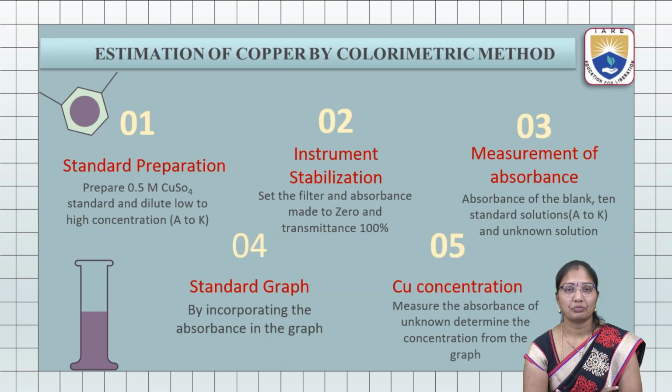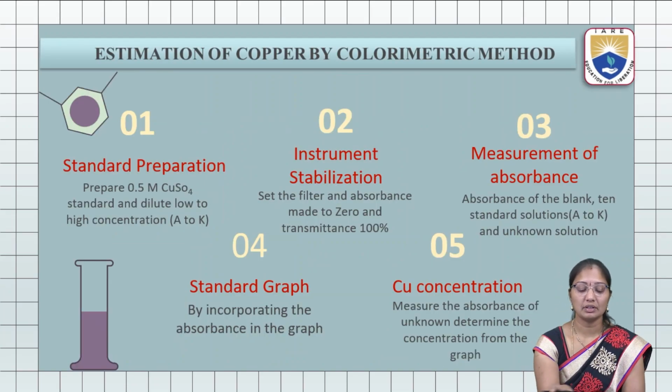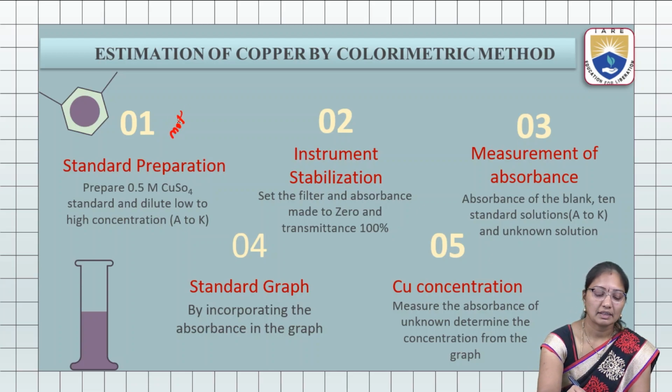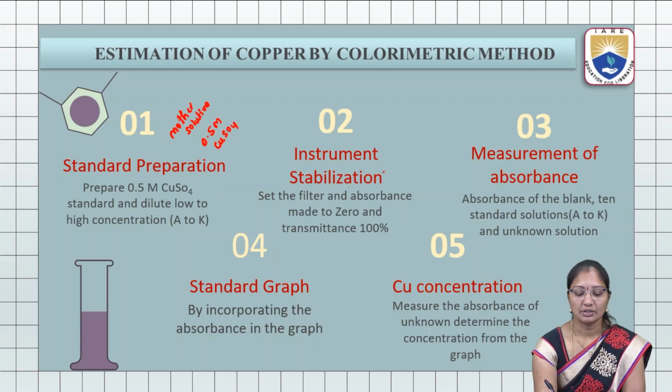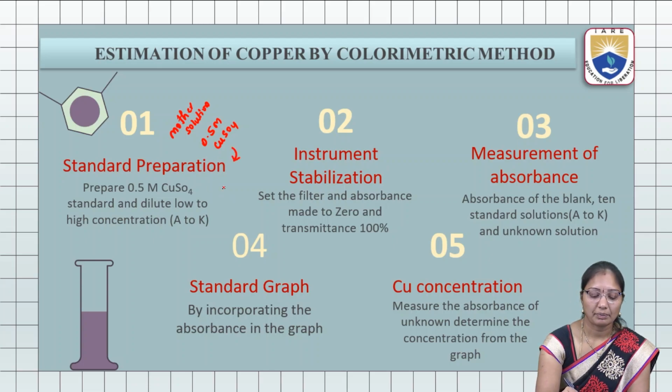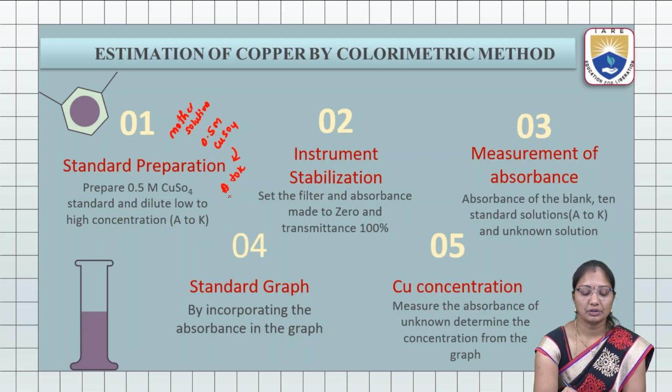So, the whole thing happens in 5 steps. One is standard preparation, like the mother solution. As we discussed, the mother solution has to be prepared: 0.5 molar copper sulfate. From this we have to dilute from A to K.